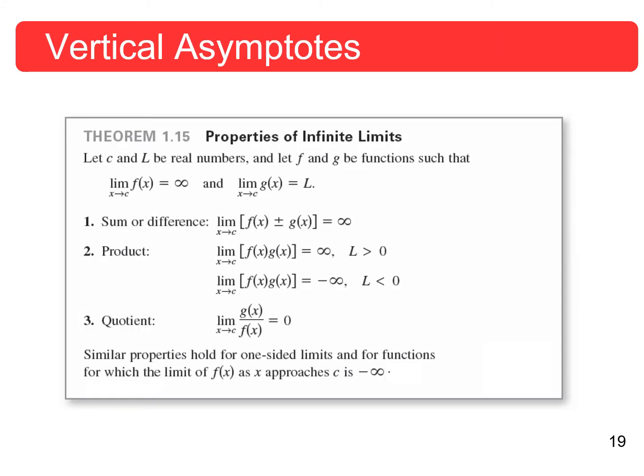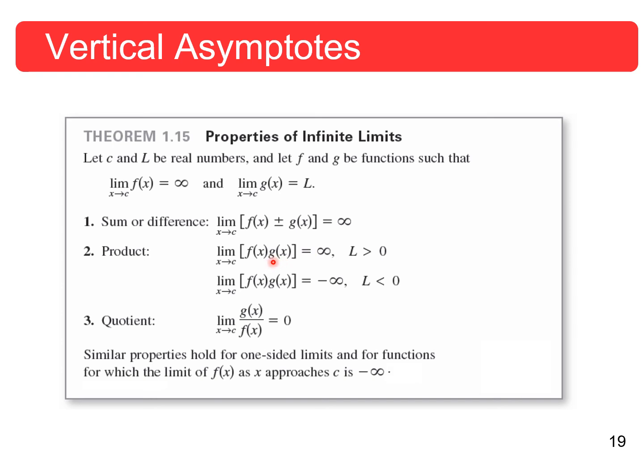So this next theorem here gives us the properties of infinite limits. For instance, we have the limit of f of x as x approaches c equal to positive infinity, while the limit of g of x as x approaches c is equal to L, for some finite number L. Now, for the sum and difference, if this is infinity and this is a constant, then the limit of that expression is just equal to infinity.